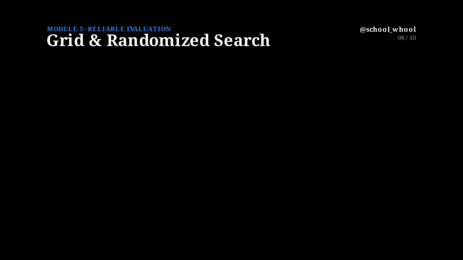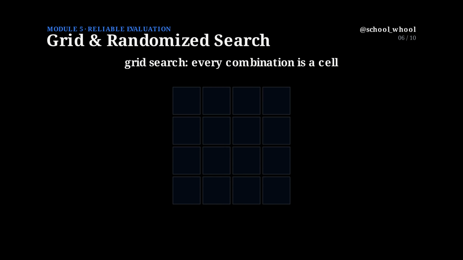Grid search is the straightforward one. For each hyperparameter, you list a few candidate values. Here we're tuning two: the tree depth and the learning rate. 4 choices each. Every combination becomes one cell in a grid, 16 little experiments in total. Now we run cross-validation on every single cell, and write its score inside. Brighter green means a better score.